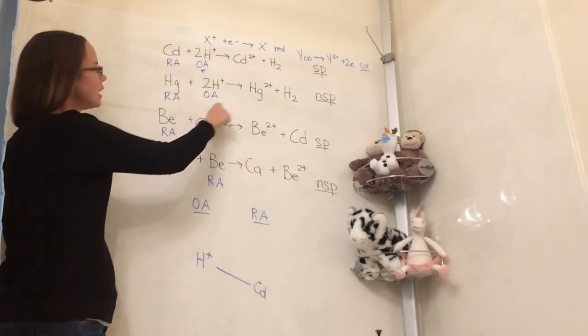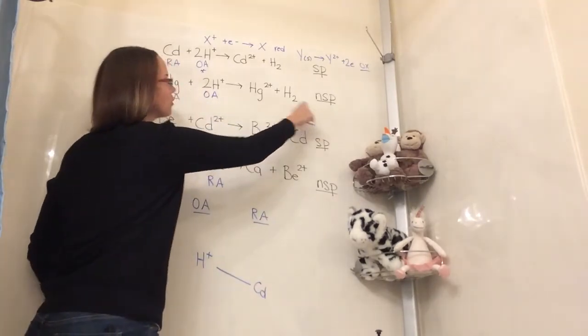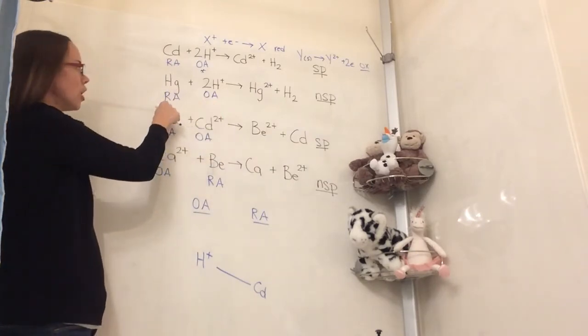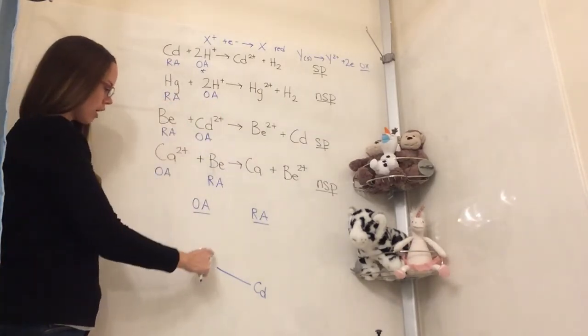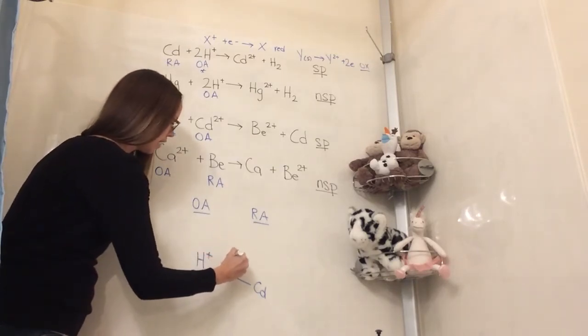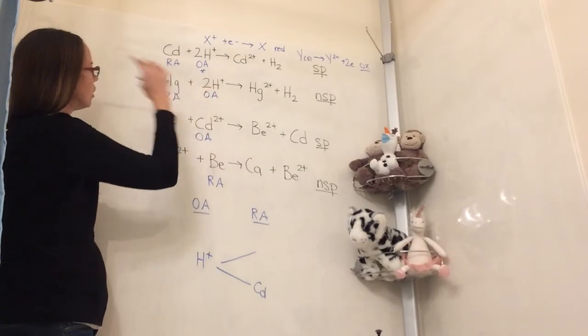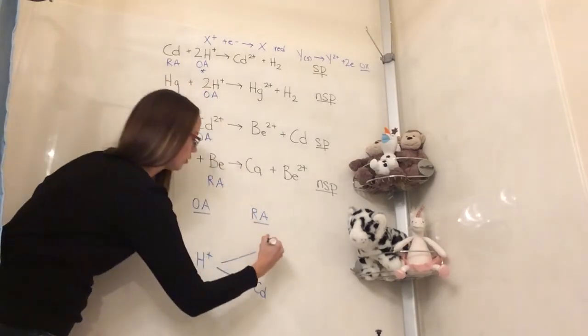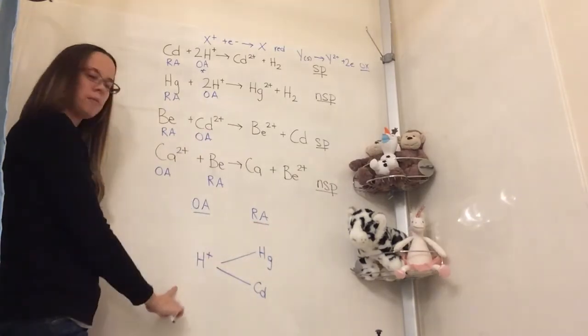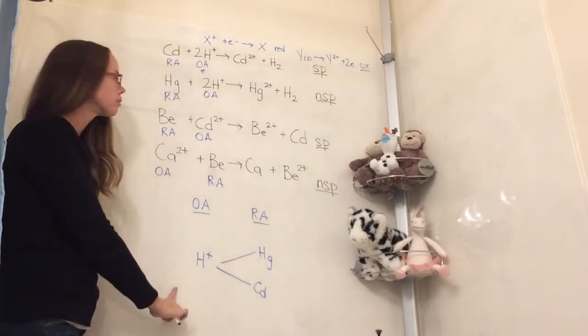Now I'm going to look here. This is a non-spontaneous reaction, so I know that my oxidizing agent is below my reducing agent on my table. So if I look here, I've already got H positive as my oxidizing agent, and then I'm going to put mercury, which is my reducing agent, above my oxidizing agent on my table.